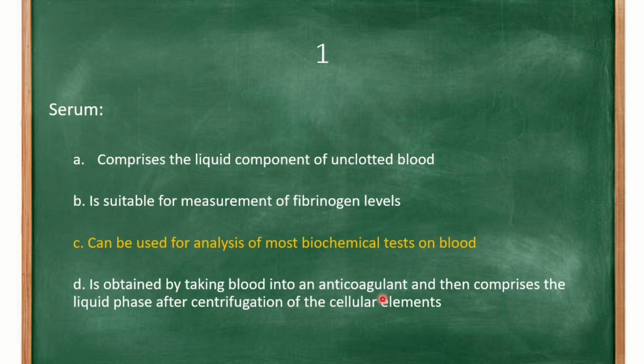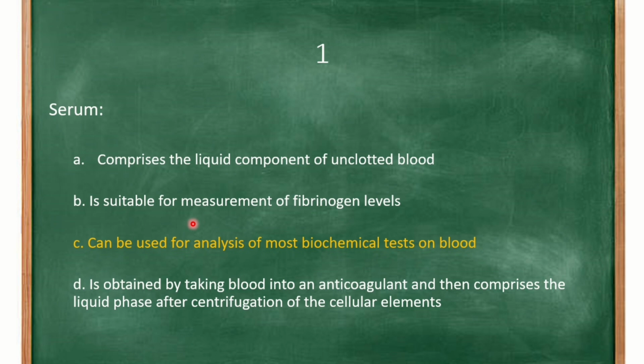tests on blood. So let's analyze our answers and see why we chose C. Basically, serum is the liquid component of blood after the cells and the clotting proteins have been removed. If you look at option A, it says comprised of the liquid component of unclotted blood. That would be wrong, because in serum clot formation would have happened. So A is not the answer.